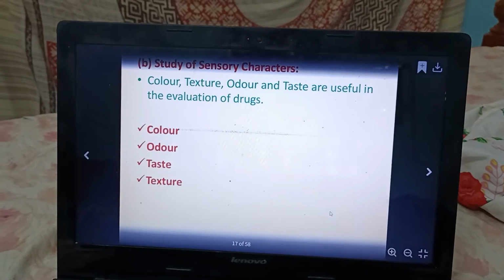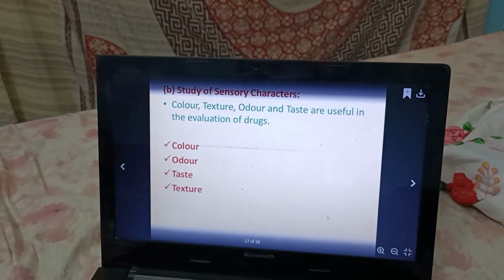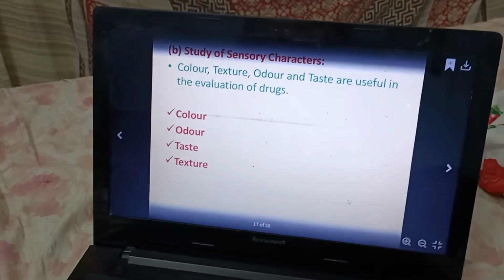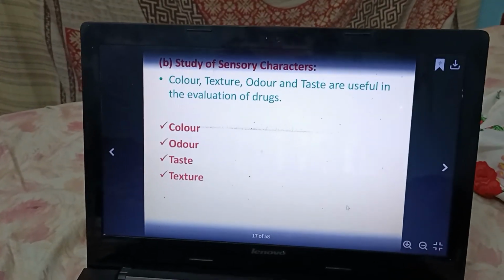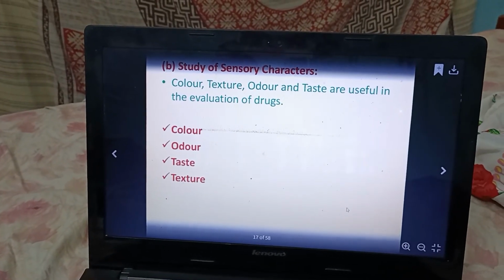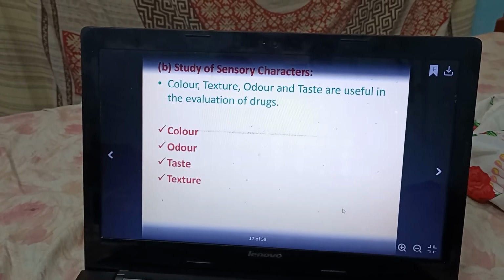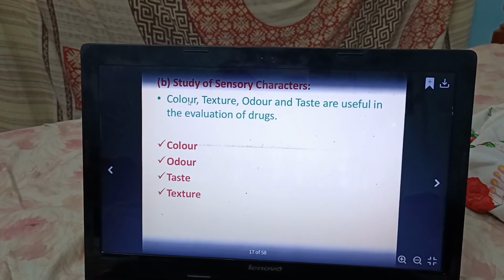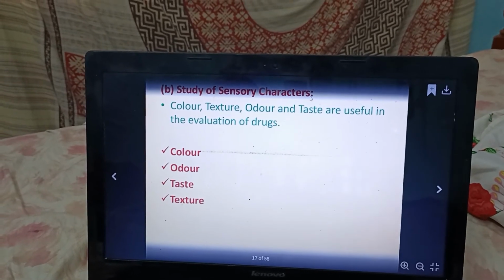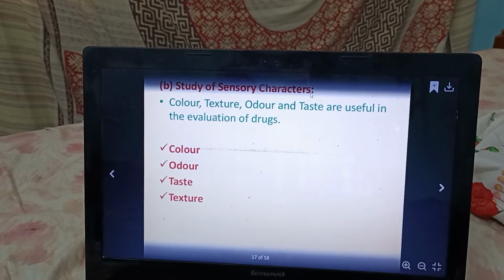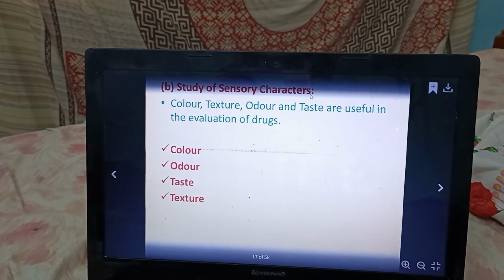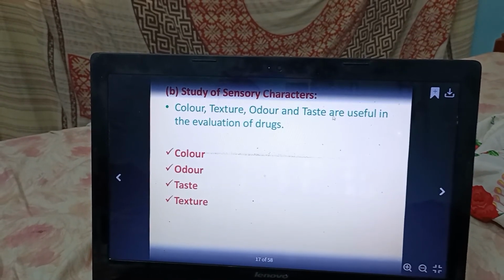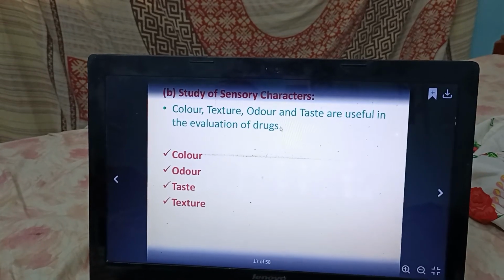Study of sensory characters. So finally, this is the organoleptic study of either a crude drug, a plant, whatever it is. That is nothing but the study of sensory characters, or in other terms we can call it an organoleptic study. Color, texture, odor, and taste are useful in the evaluation of drugs.